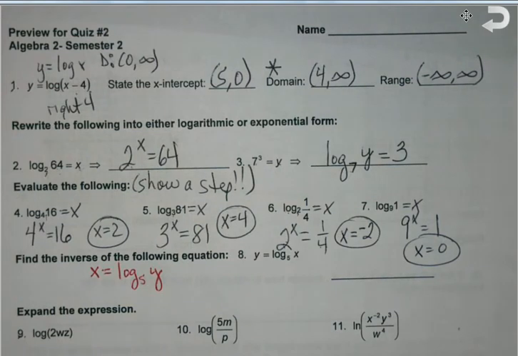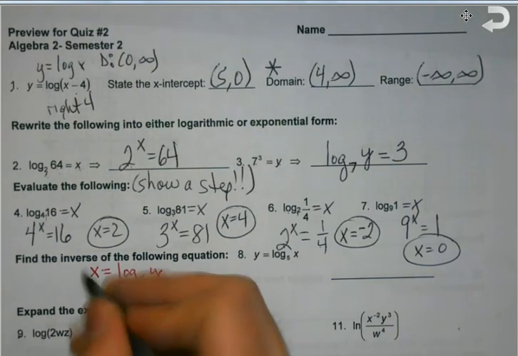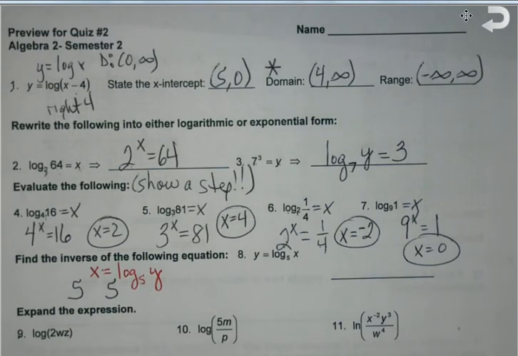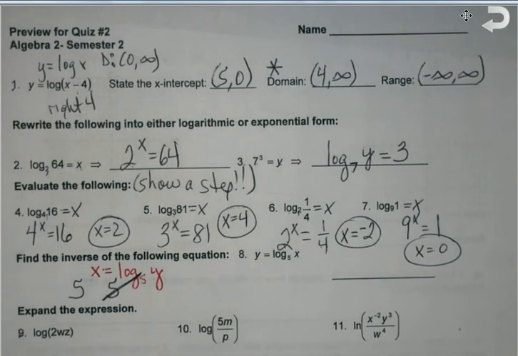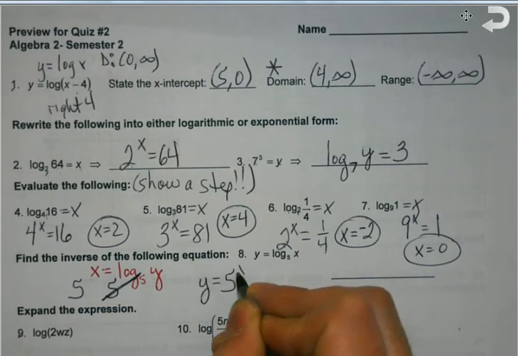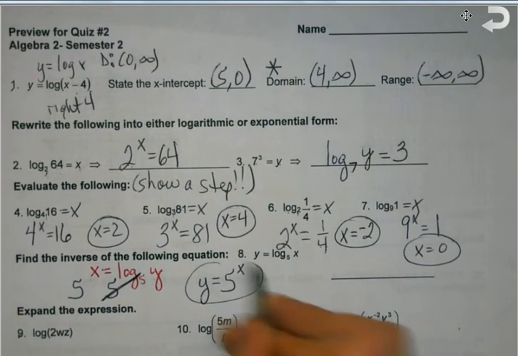ln and e are inverses, but we don't have any ln or e's working here. All right. I'm going to turn both of these sides into exponents by using my base. Again, these are now exponents. So my 5 and my log base 5 are inverses. They cancel. And I have y to the 5x, not 5x. 5 to the x. That's an exponent.